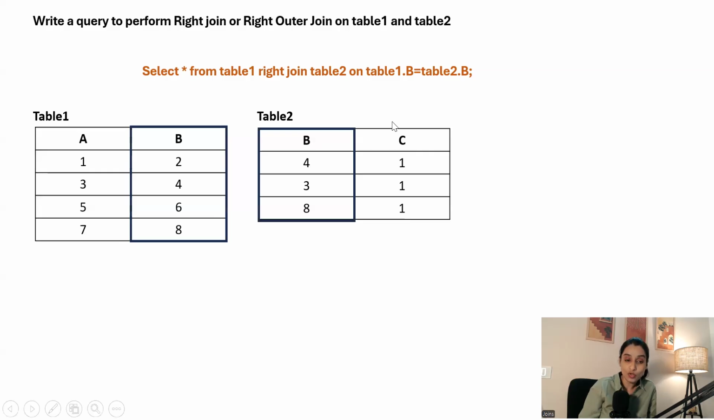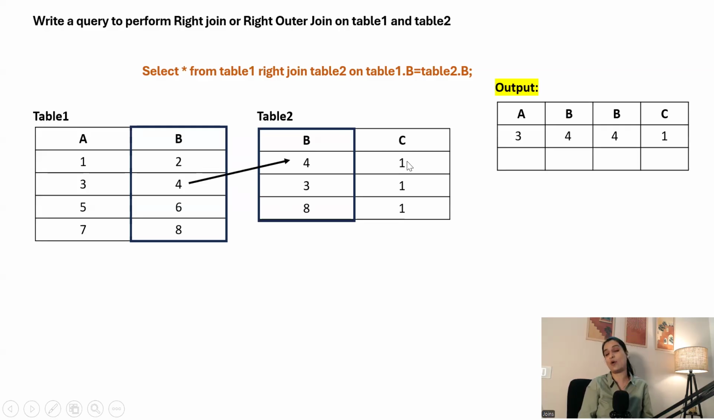So now based on your condition, it will start matching table 1.B. Is it equal to table 2.B? No. Check the next record. No. Check the next record. No. Check the next record again. 4 got matched with 4. So you have mentioned all columns from table 1, meaning this A and B, this 3, 4 and 4, 1 will be displayed in the output like this. In a similar way, check for other records as well. 8 will match with 8 and in output we got it like this.